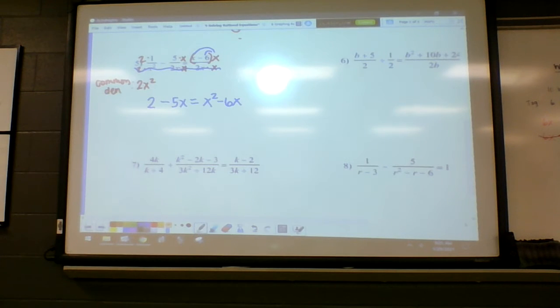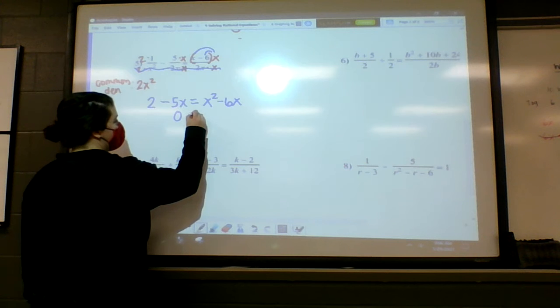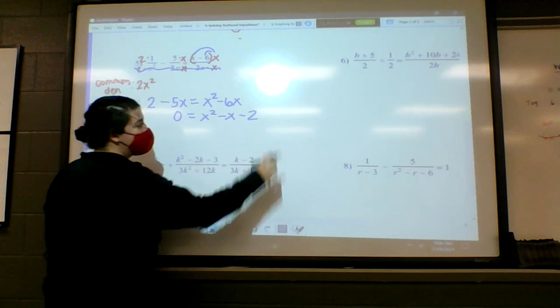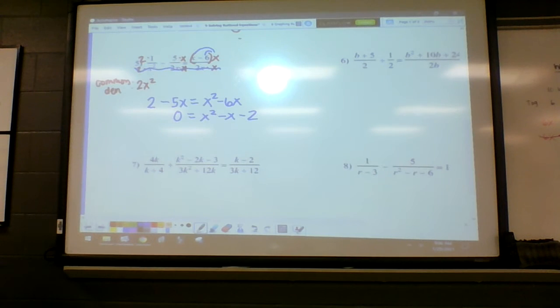All right, y'all. How do we solve it? Can we move the 2 over? You can move the 2 over, yeah. No, like the 2 and the negative 5. Yeah, you can move both the terms over, set it equal to 0. I'm good with that. So it would be x squared minus x minus 2. And then you factor it.